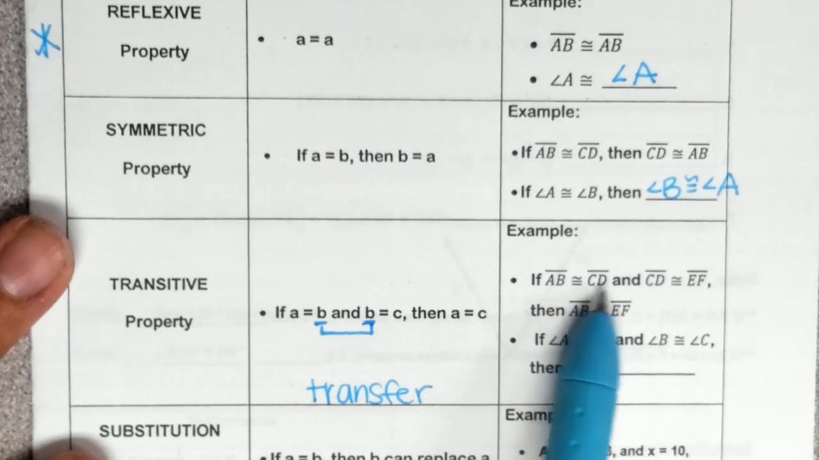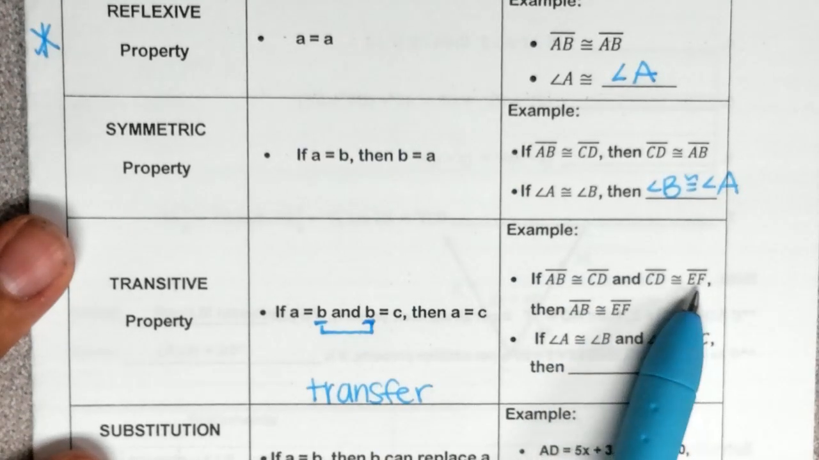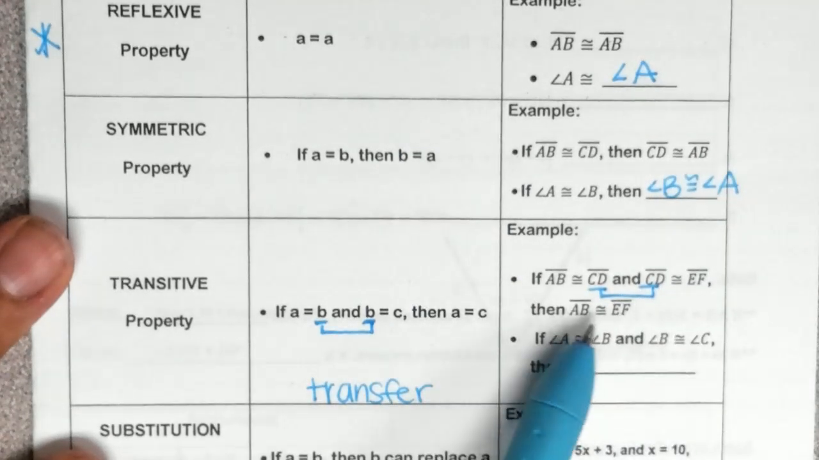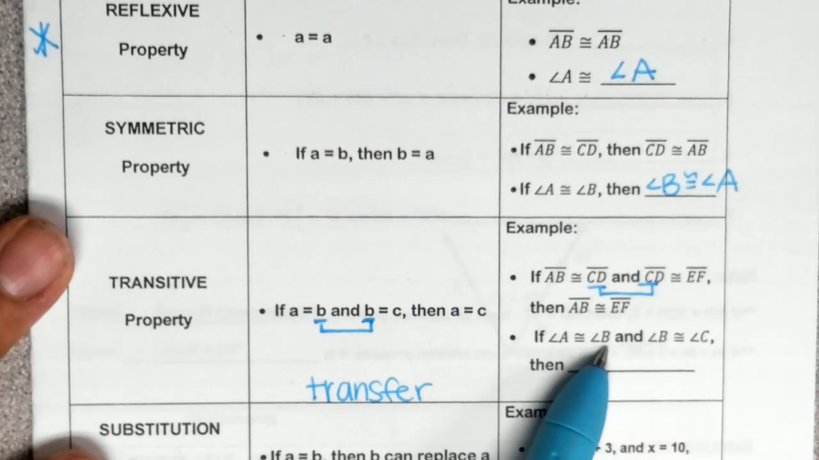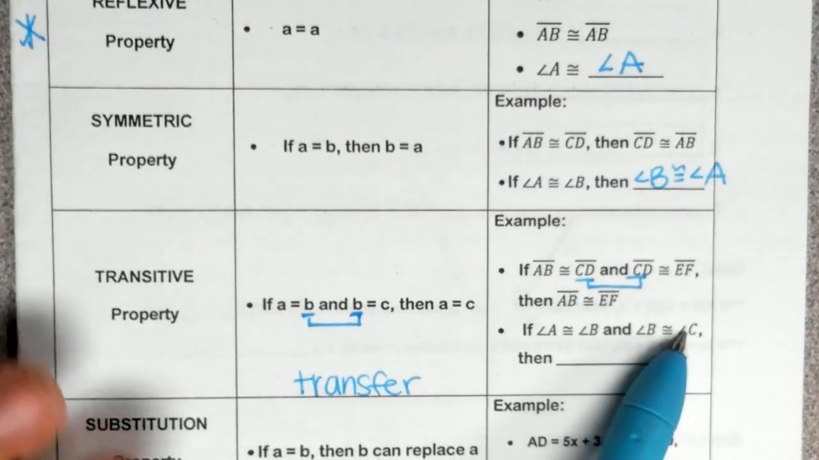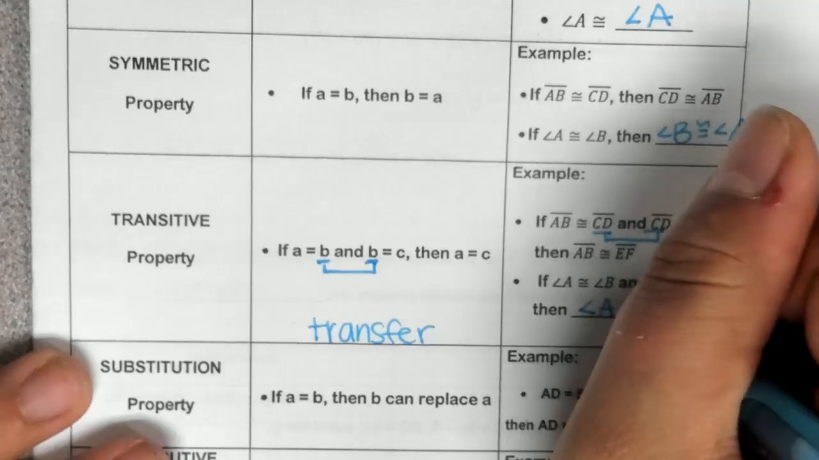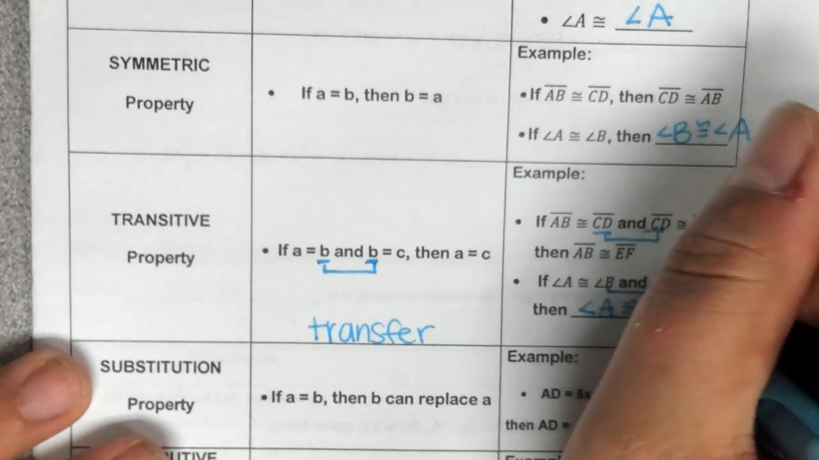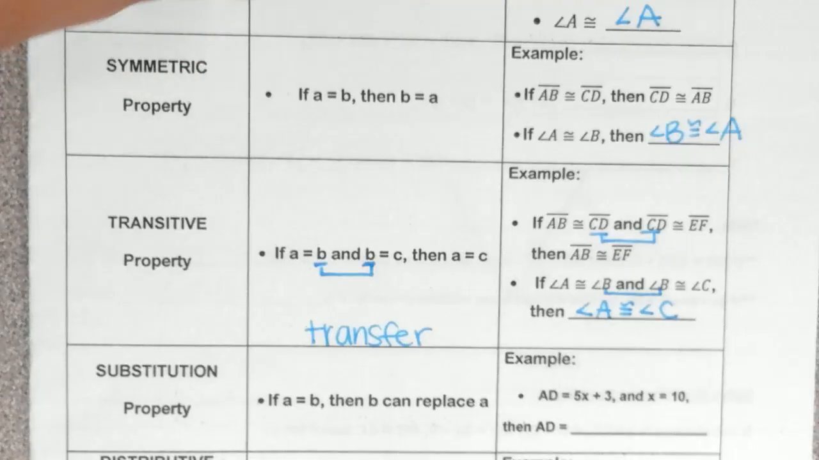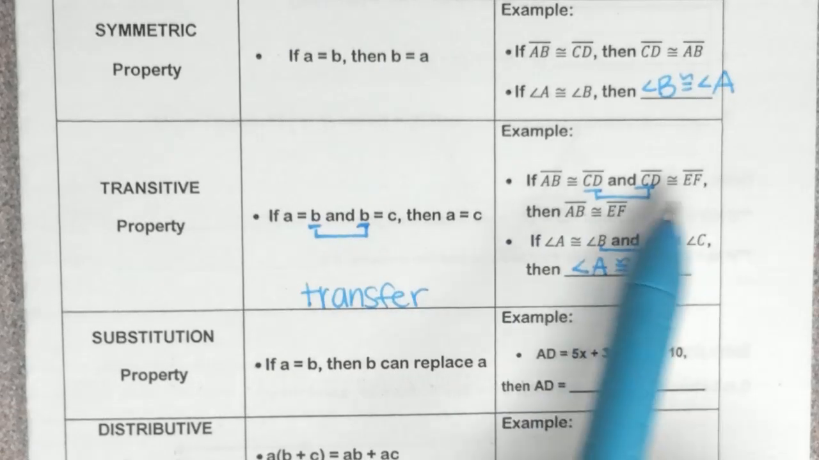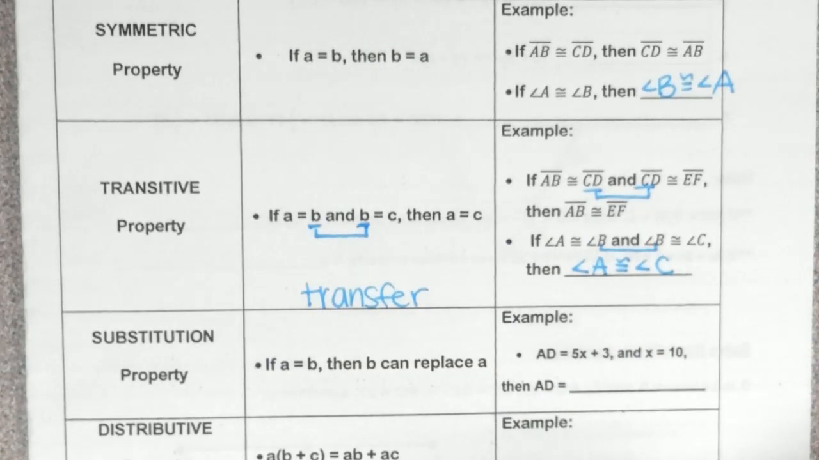If AB is congruent to CD and CD is congruent to EF, they both have CD, so then what am I going to end up having? AB is congruent to EF. If angle A is congruent to angle B and angle B is congruent to angle C, what do I know? Angle A is congruent to angle C because they both have angle B. So that's the transitive property. If I give you three sets of things, usually it's transitive property.